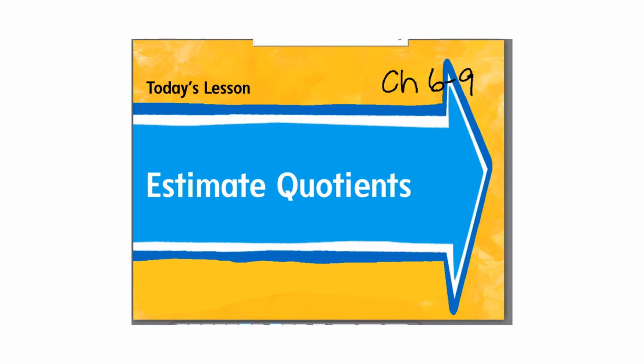Some division stuff today. So this whole chapter is multiplying and dividing with decimals. We just went through everything for multiplying. We started at the very beginning of this chapter with the same type of lesson, except it was with multiplying. So we did estimating products.